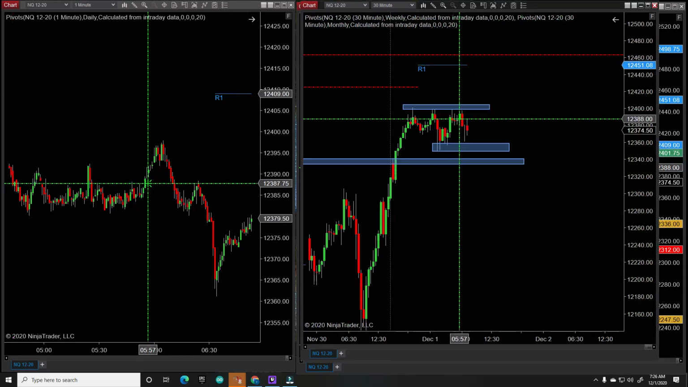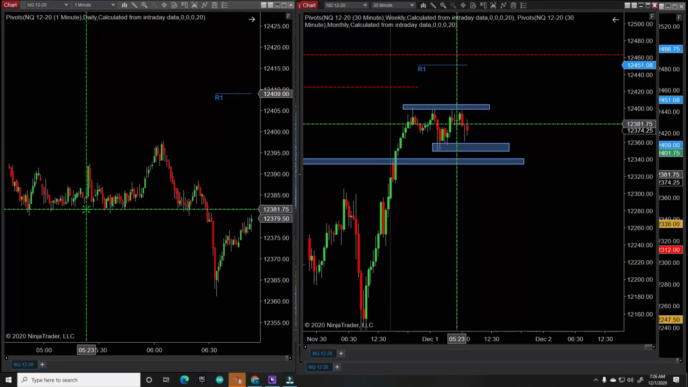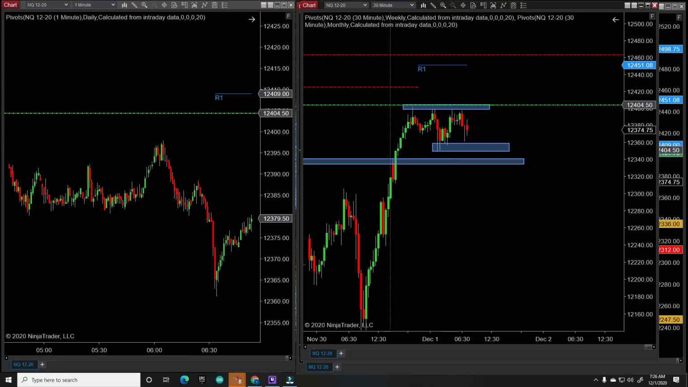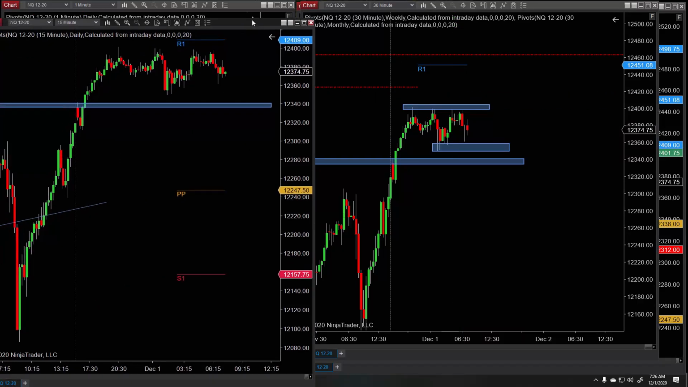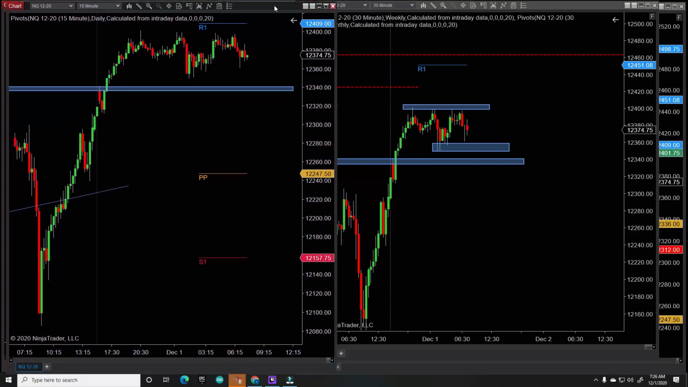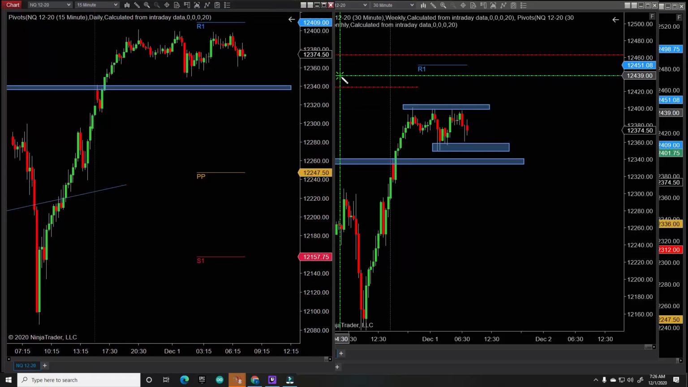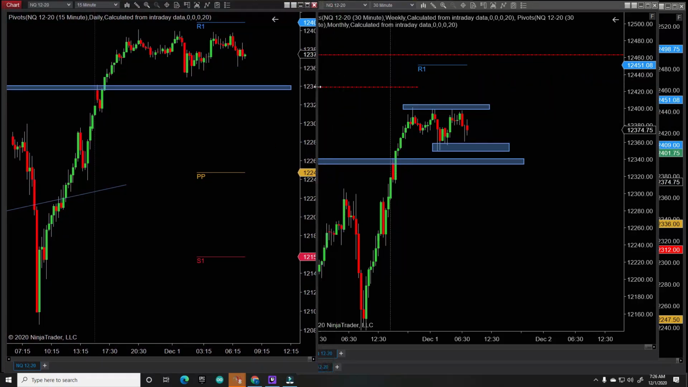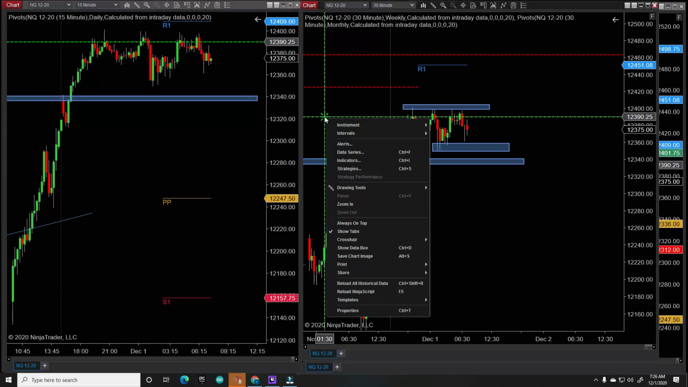Good morning. It is December 1st and Tuesday morning. The regular market trading hours are about ready to begin. It is 9:26 in New York. In front of you have a chart of the NQ.